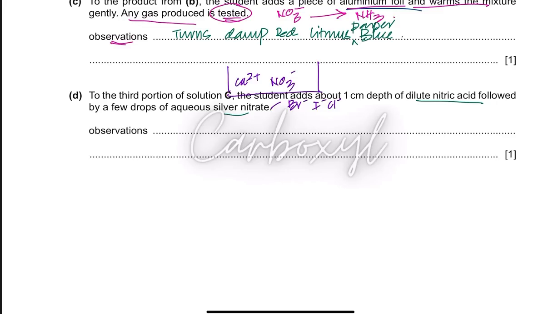You only have these two ions, and when you add silver nitrate, you'll have the Ag plus and the NO3 minus ions. Obviously, no precipitate forms. Silver nitrate is soluble, calcium nitrate is soluble, everything is soluble.